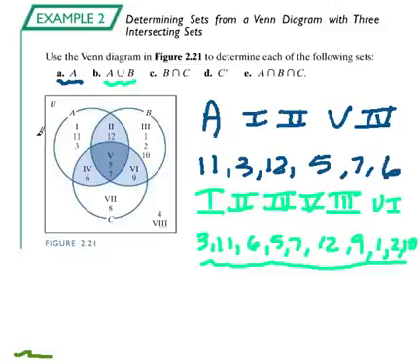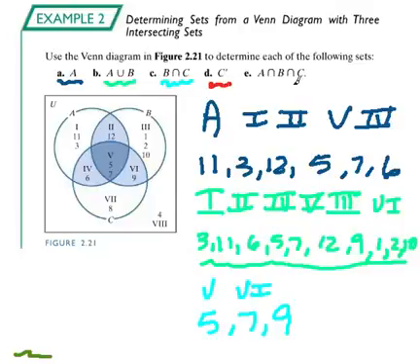All right, let's try this one. Question C says B intersects C. So here's circle B and here's circle C. Intersect means what's common, so it's this region right here. And what is in region 5 and 6? Well, we have the elements 5, 7, and 9. That's helpful information. Now let's try another problem.